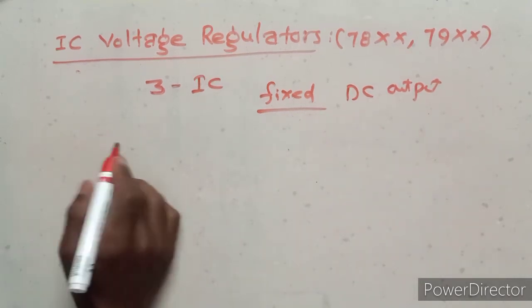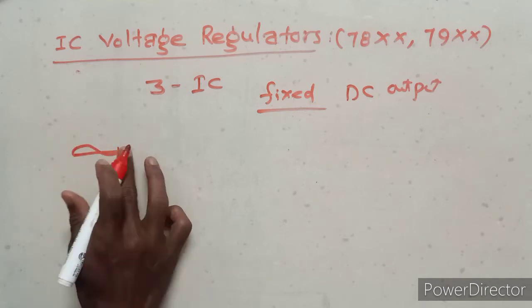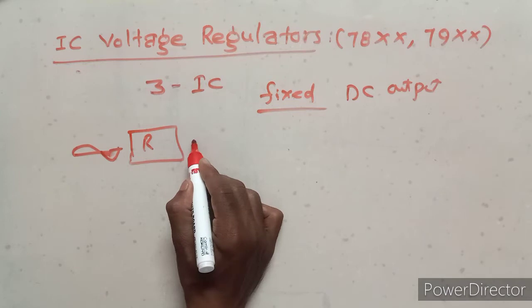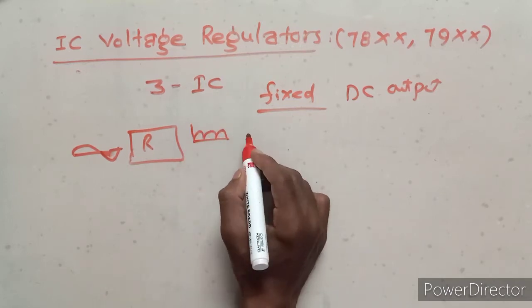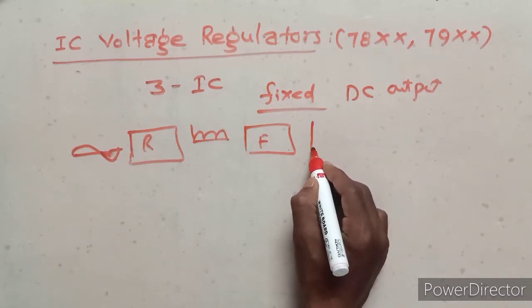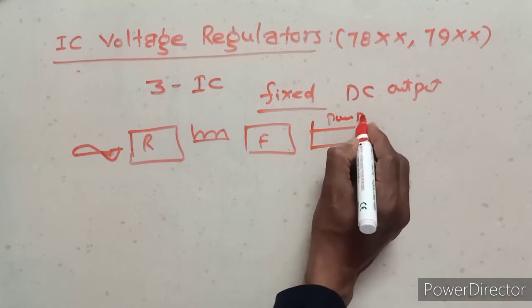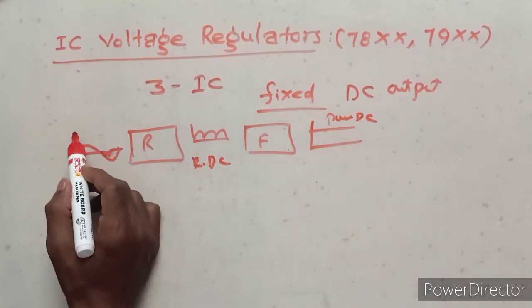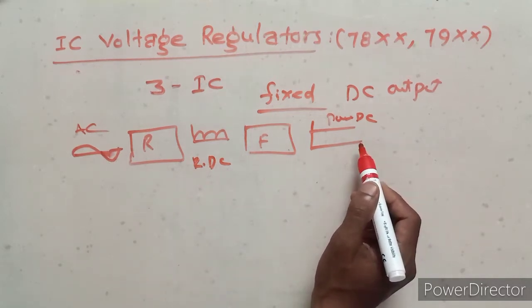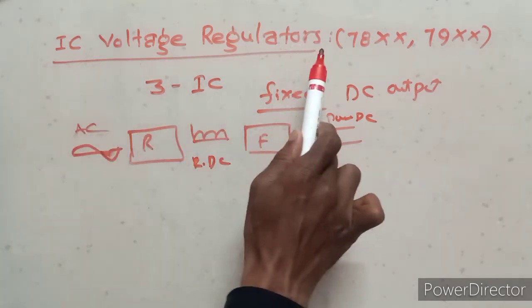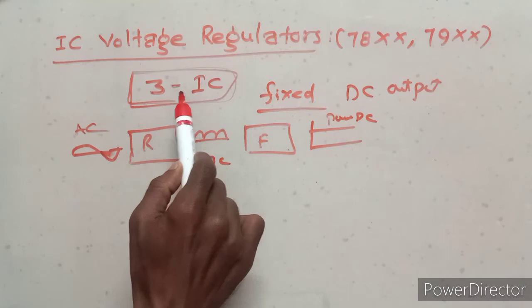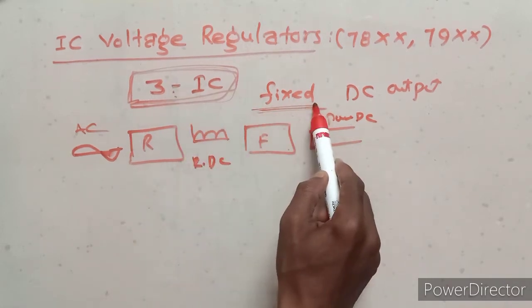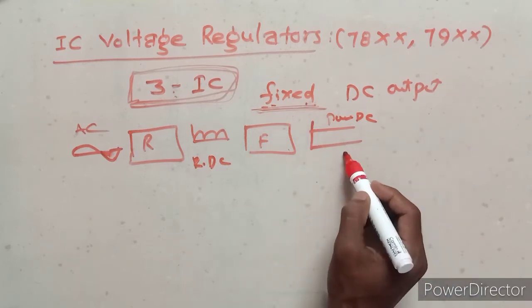Suppose, as we discussed in the previous session, this is the AC. After rectification we get pulsating DC, and after filtering, pure DC. This is the rectified DC after rectification, and this is the pure DC after filtering. So by using a 3-terminal IC voltage regulator, we produce fixed DC voltage from variable DC. This is the variable DC.